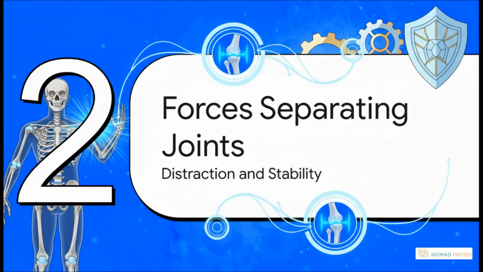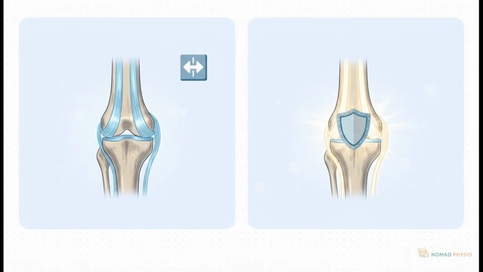Okay, so let's take that idea and see what happens when we apply these pulling forces specifically to our joints. This brings us to a couple of new ideas: distraction and stability. So, when a pulling force starts to separate the surfaces of a joint, we call that joint distraction. This makes the ligaments go a bit slack and allows for a little bit of joint play. But the body has this amazing defense mechanism called the closed packed position. This is where the joint surfaces have maximum contact and the ligaments are pulled super taut. In this position, the joint becomes incredibly stable and can resist those very same distraction forces.